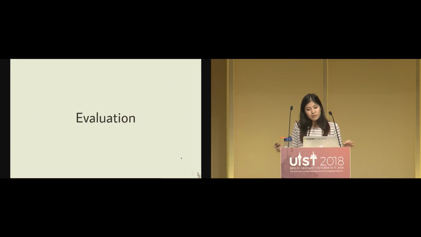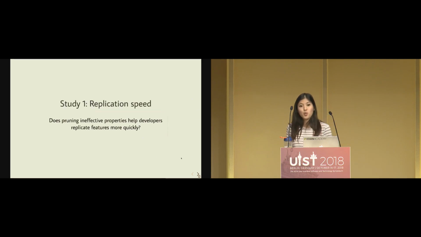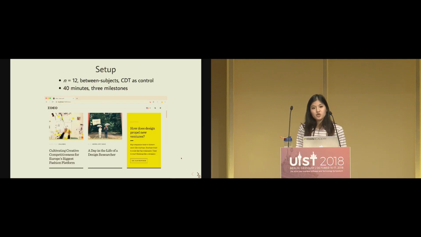So having gone through how this technique works, I'll share how well it actually works in practice. The first study that we conducted was based on replication speed, and we wanted to understand whether pruning ineffective properties helps developers actually replicate features more quickly. So we had 12 users. This was between subjects, and half of them were randomly assigned to use Chrome DevTools, half of them in the experimental condition used Ply. And the feature that they were tasked with replicating was basically everything you see here on the screen from the IDEO homepage.